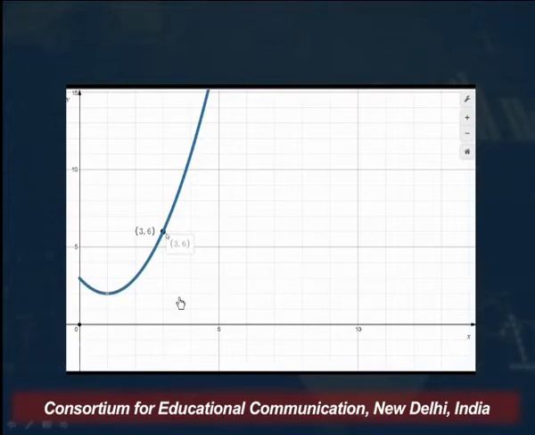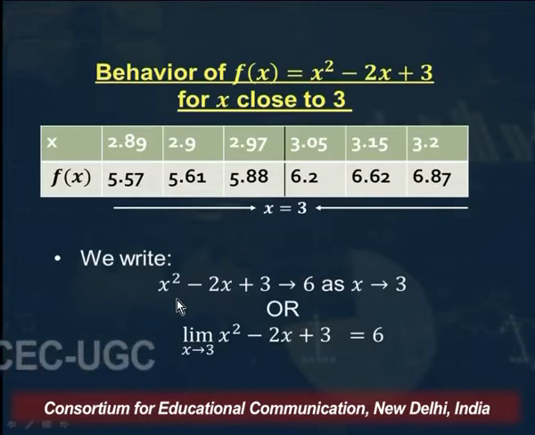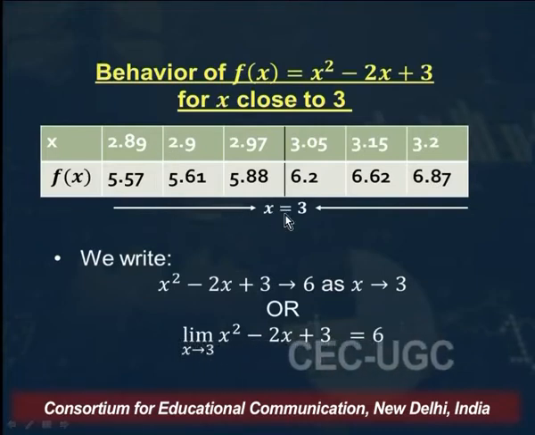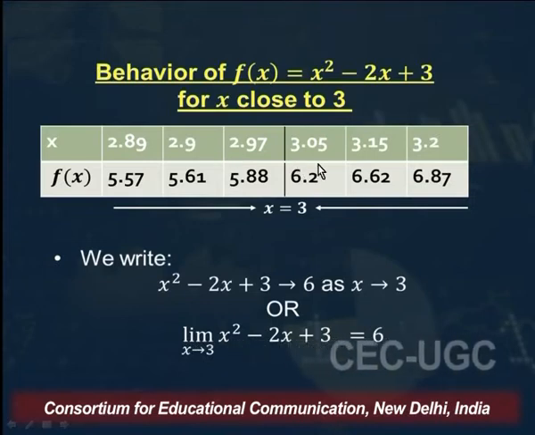We see how the value of the function changes. I also have this table here in case you did not follow the values that I took for x. These were the x values, and you can see I am approaching x equal to 3 either from values less than 3, such as 2.89, 2.9, 2.97, or from values of x larger than 3.